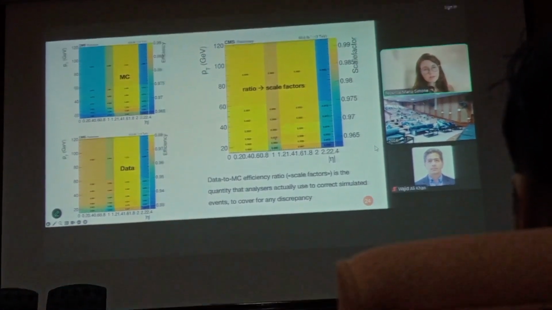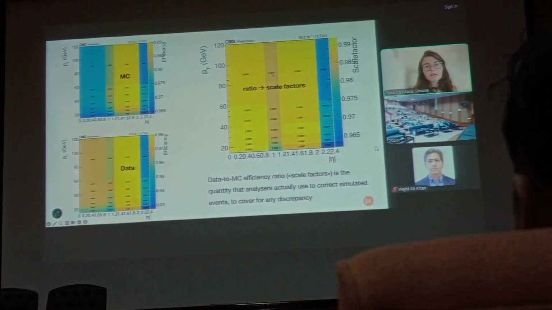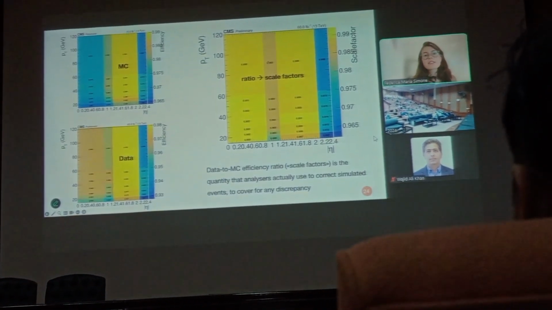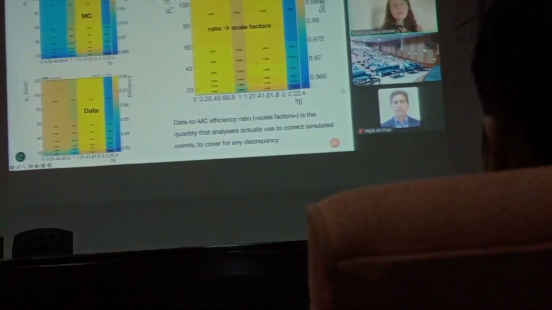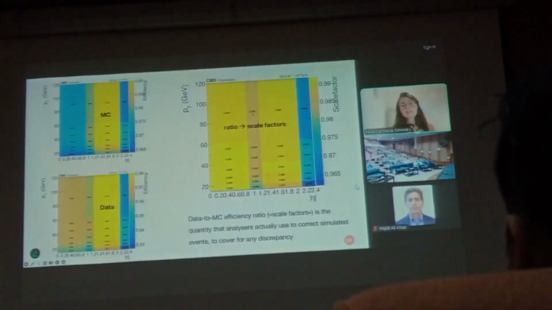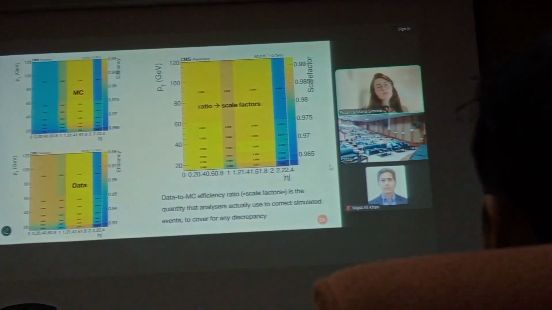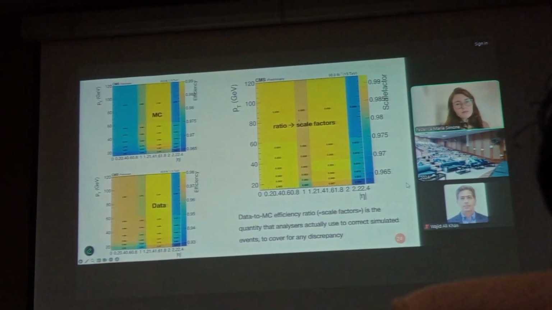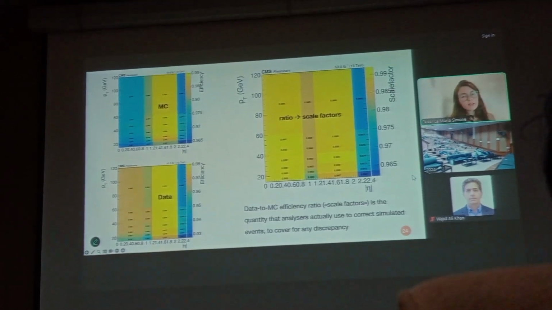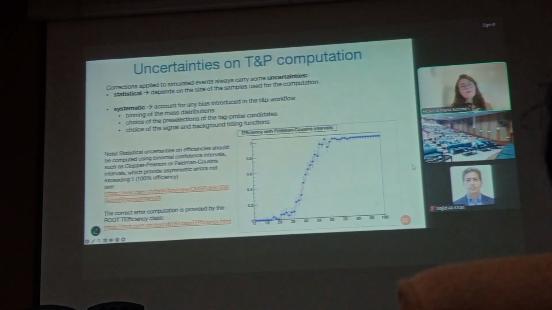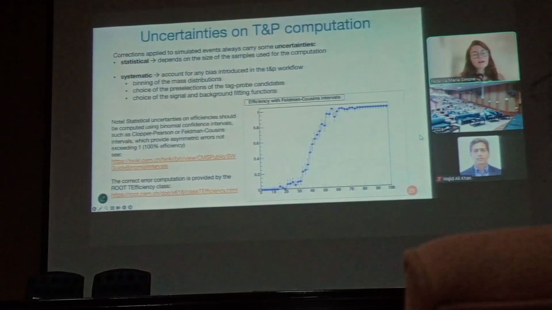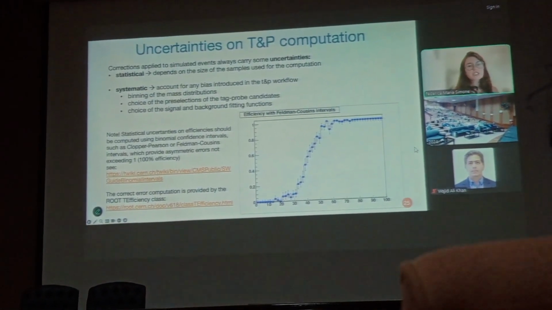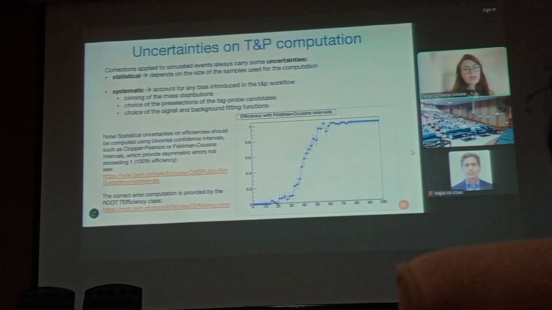Systematic uncertainties. What if this number is not exactly 0.98, but this is shifted? Because my fit is not perfect, because my fit depends on the PDF function I'm using, or it depends on the binning I use for the distribution. It's important to indeed evaluate the uncertainties on the final efficiencies and then on the final scale factors.